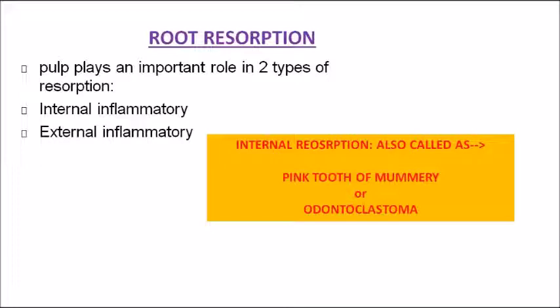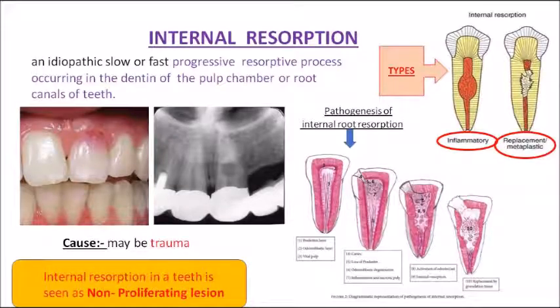Now internal resorption is also called pink tooth of Mummery or odontoclastoma. Odonto, that is dentin, clastoma, which has the clast cells, which are the resorption cells. So odontoclastoma as well as pink tooth of Mummery. What is internal resorption? When there is resorption taking place inside the pulp, which is adjacently resorbing the dentinal tissues. That is called internal resorption.